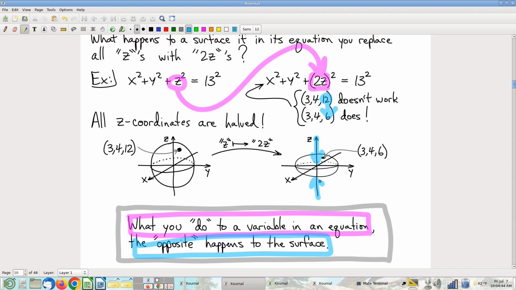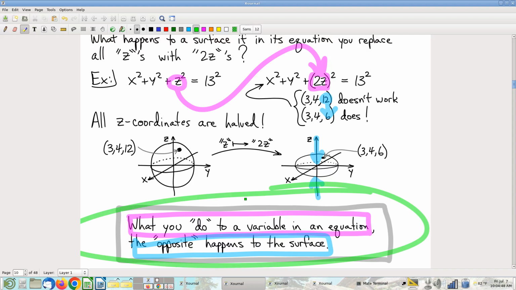So this is the big idea here. Whatever you do in the replacement, however you tweak the equation, solutions have the opposite happen to them. Okay. So does everybody believe this? Everybody kind of see how the arithmetic makes that seem plausible?